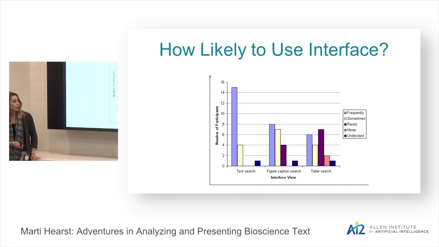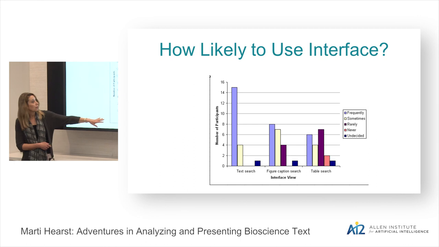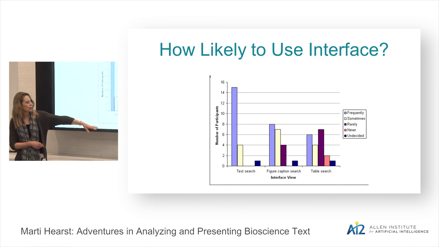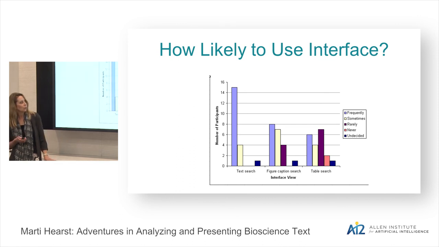So we found for the text search, with showing the excerpts and letting you make these smaller or larger, people tended to say they would use it frequently or sometimes, or one person was undecided. The figure caption search, people said they would use it some of the time. People didn't want to use it all the time. Some people who had more visual needs did. But the table search, most of the people didn't really see a need for that. A few people thought they might. So we tabled the table search.